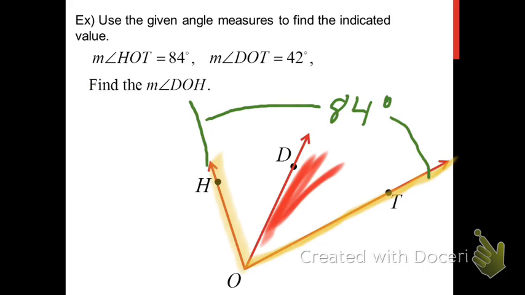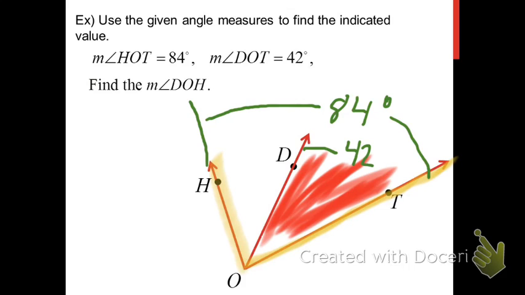Then I'm telling you that the measure of angle DOT, this angle right here, has a measure of 42 degrees. So let me label that. That's 42 degrees from here over to there. And what we're going to do with that is we're going to find the measure of angle DOH. Well, quite simply, we're going to use the angle addition postulate to be able to make this happen.